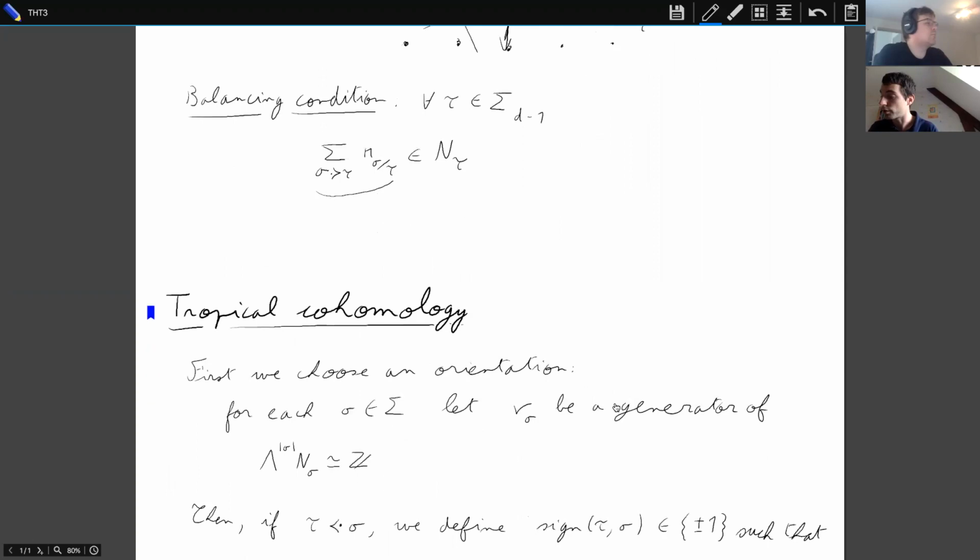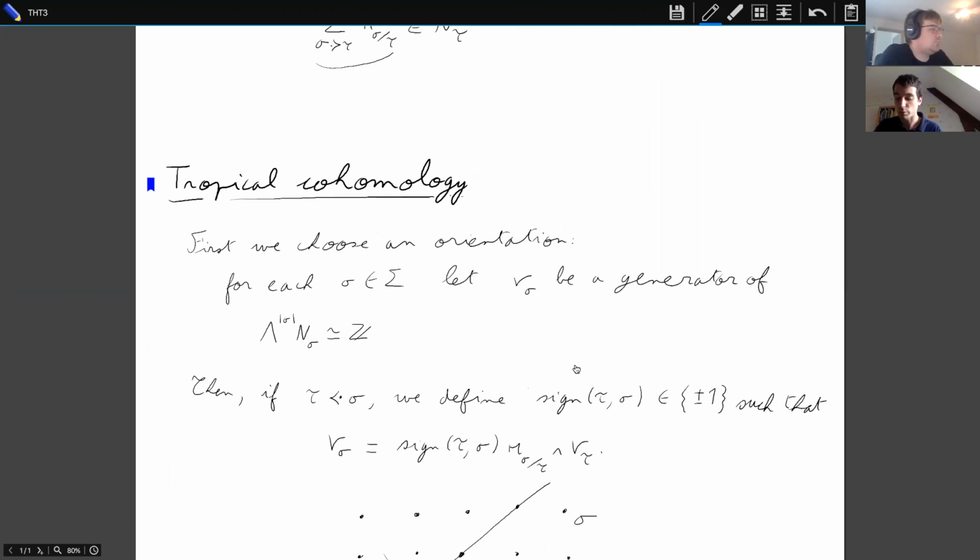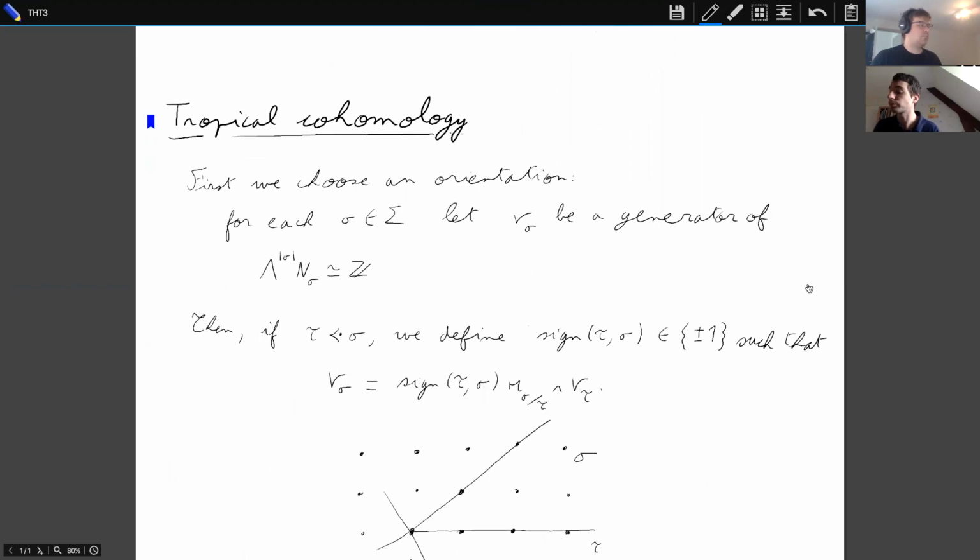Okay, so I make some recall about tropical cohomology and I go a little bit further because the problem is that here sigma, I want to define Poincaré duality for sigma, but sigma is not compact, so Poincaré duality is a bit more complicated. So I need to introduce some new notions. And as Christine said, here we need an orientation, because we are working with Q coefficients. So for each face sigma, I choose an element of the top dimensional part of the exterior algebra. So it's isomorphic to Z, and I take one of the two generators.